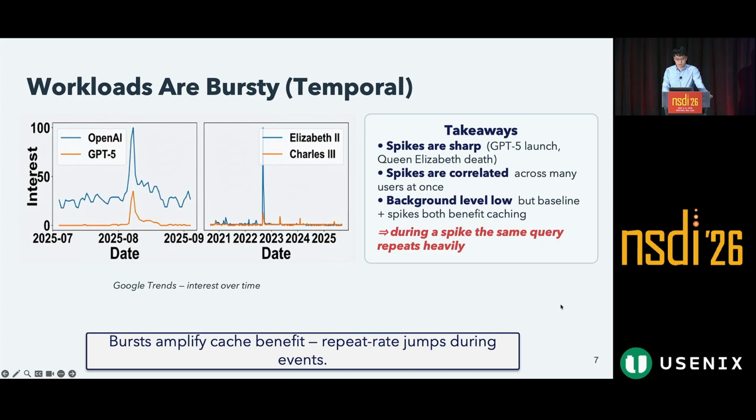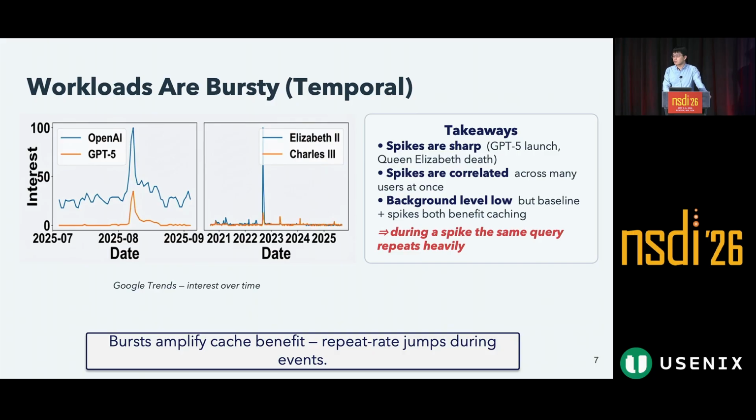Now let's look at some temporal arguments. Using Google Trends data, we view it over time. Spikes are sharp. For example, on the GPT-5 launch, many users at once were searching for OpenAI. The other examples are similar. Both have heavy-tailed distributions and bursts, which make agentic workloads cache friendly. They have correlations and bursty patterns. So a cache is on the table.